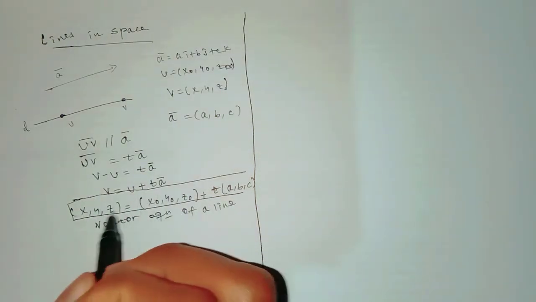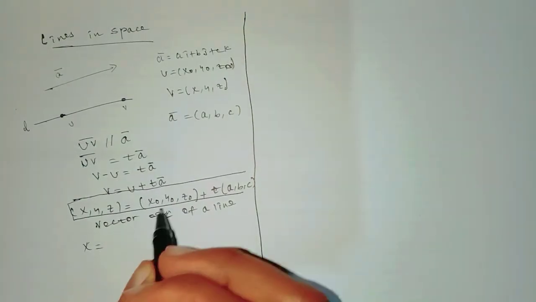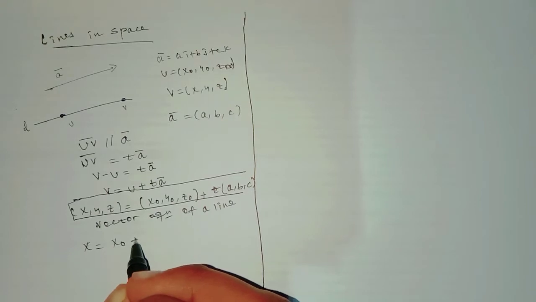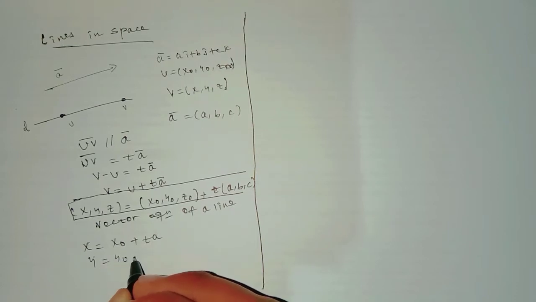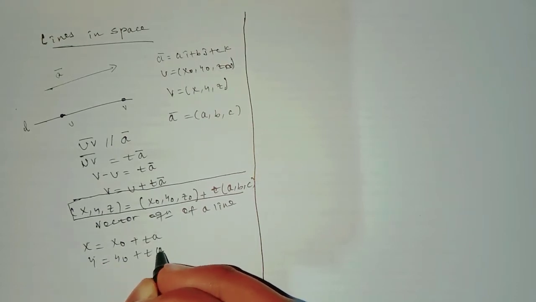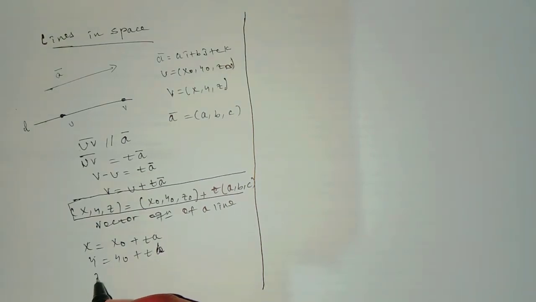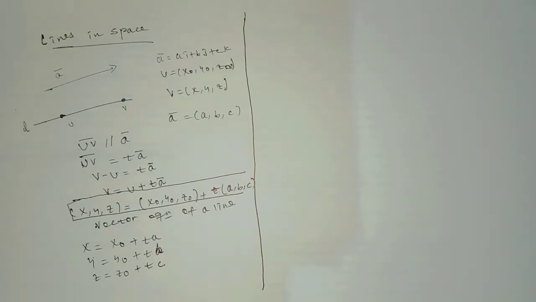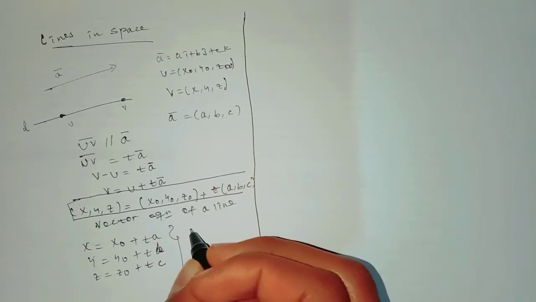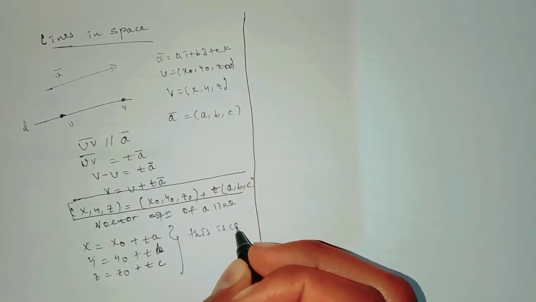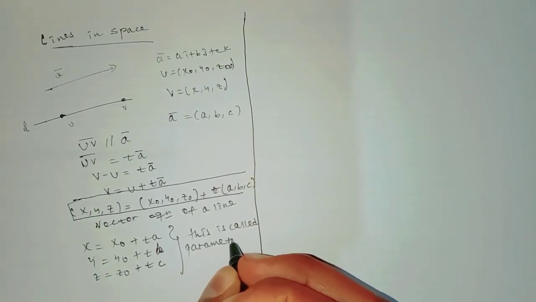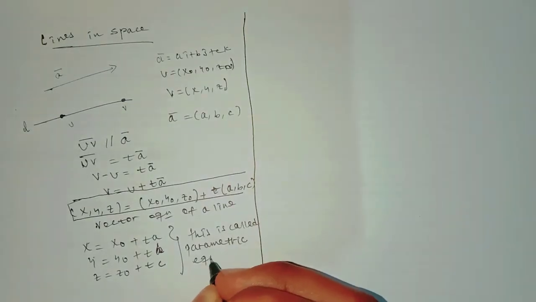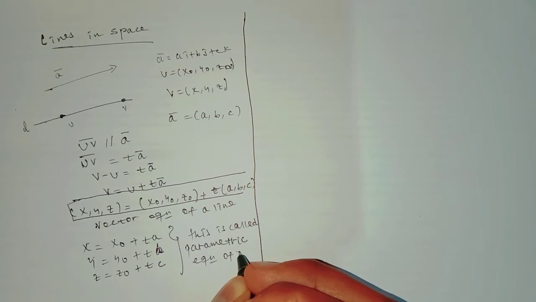The corresponding component equations: x equals x naught plus t times a, and y equals y naught plus t times b, z equals z naught plus t times c. This is the parametric equation of a line.